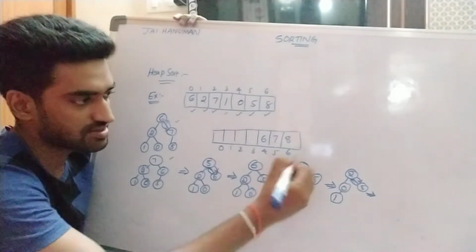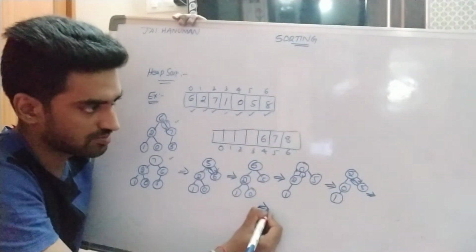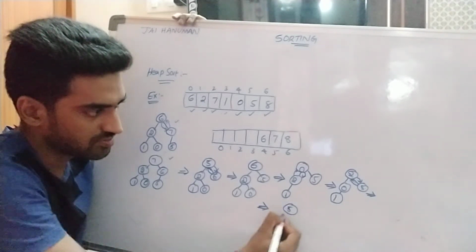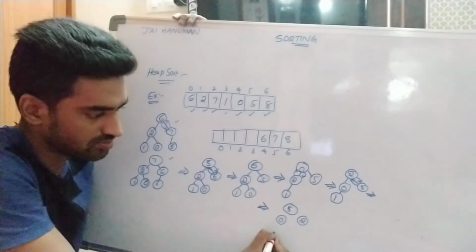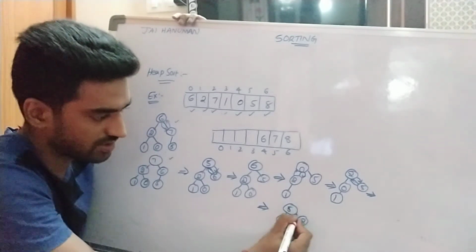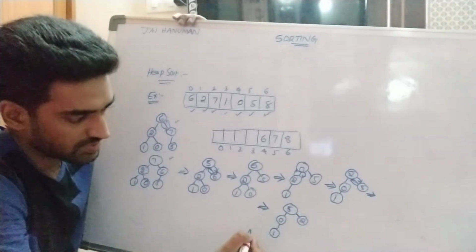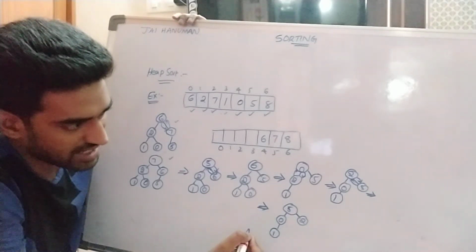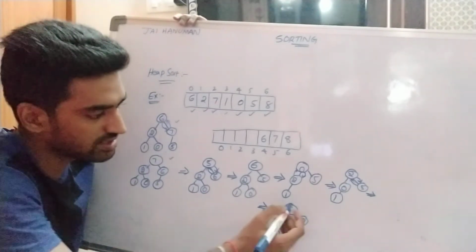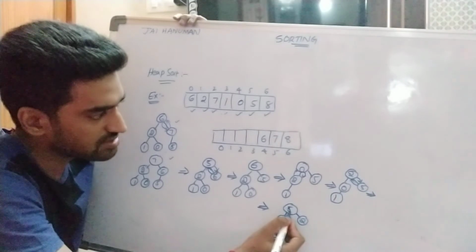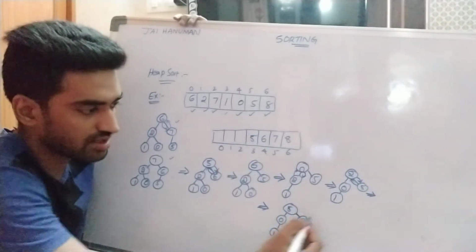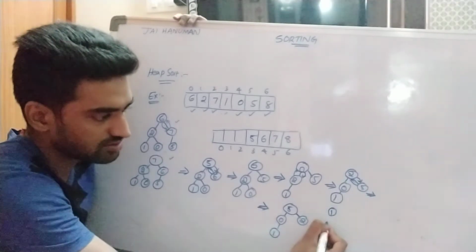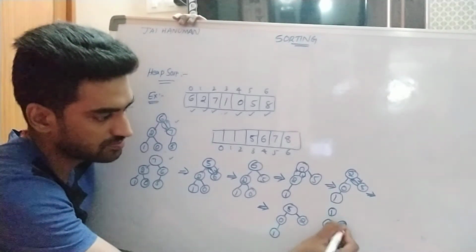Now the tree becomes 5, 0, 2, 1. Now this tree satisfies the max heap tree property. So that's why we can delete the root node and place it in the sorted array: 5. Replace with the last node. What is the last node? 1, 0, 2.